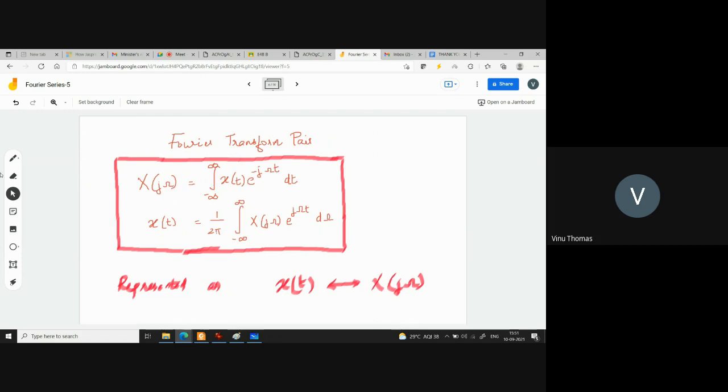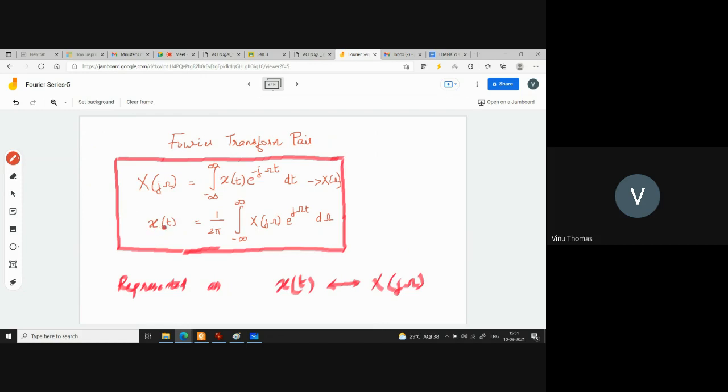So this is also represented as x of omega, as we have seen. So x of omega or x of j omega is a continuous function in omega. Omega takes all values from minus infinity to plus infinity. And this you can write as integral minus infinity plus infinity x of t e raised to minus j omega t dt. So this you write as x of omega.